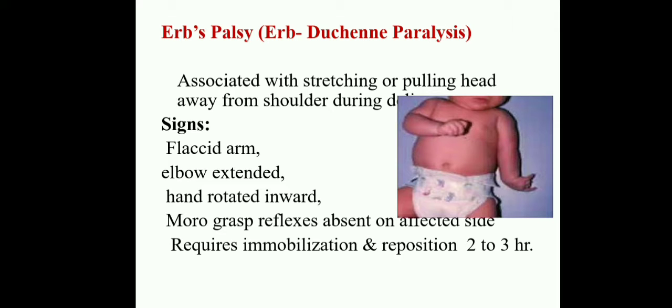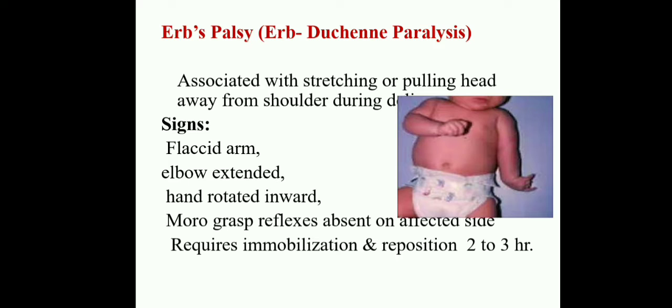Next one is Erb's palsy, or Erb-Duchenne paralysis. What is Erb's palsy? It is associated with stretching or pulling of the head away from the shoulder during delivery. Here the arm also may be extended. This is about Erb's palsy; it may occur during that time.